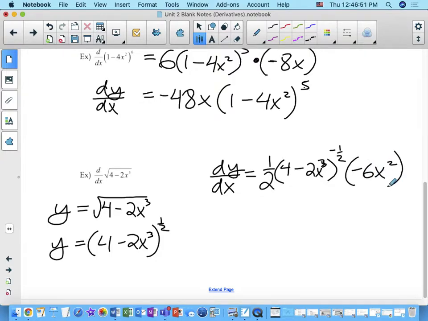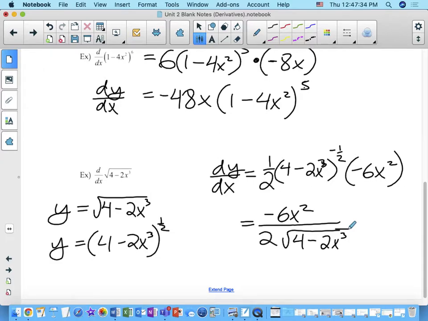Okay, now this needs some cleaning up, okay? Because, you know, we've got a negative exponent. There's a fraction over here. Okay, so let's actually simplify this a bit. So in the numerator, I've got 1 times negative 6x squared. So that would just be negative 6x squared over, this 2 is in the denominator, and then I can bring this down, right? Because this is a negative exponent that's currently in the numerator. And I can also, at this point, if I want to, write it as a radical again.